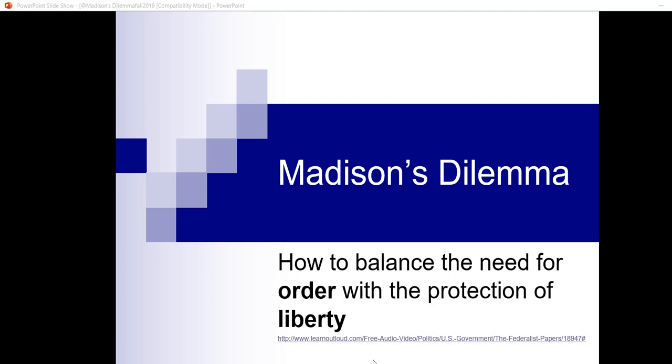So in Federalist 10 and Federalist 51, essentially, what Madison is doing is laying out a justification for the overarching big concepts of the United States Constitution. And essentially, what he's arguing is that the way the framers of the Constitution tried to structure the Constitution was in order to resolve what I sometimes call Madison's dilemma.